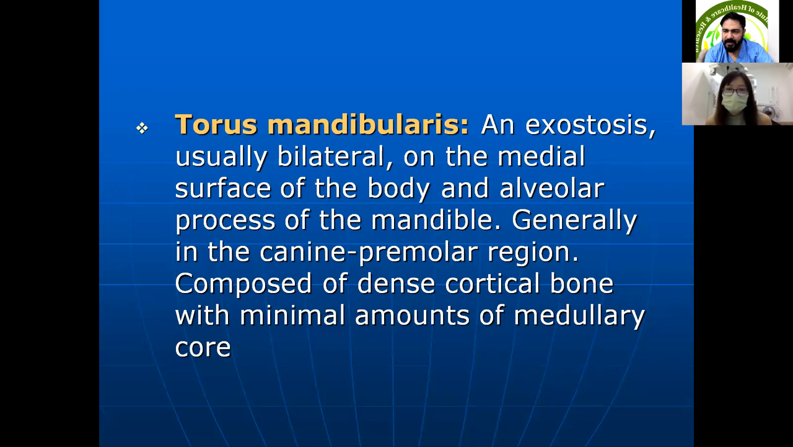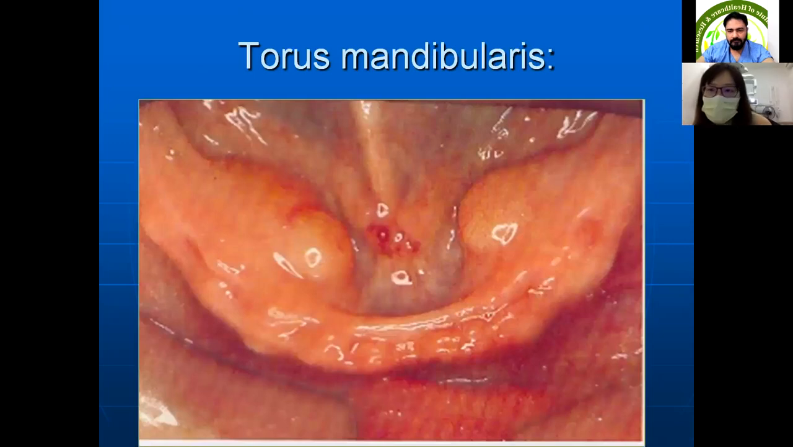Then torus mandibularis is an exostosis. Exostosis, extra ostosis, extra bony swelling, usually bilateral on the medial surface of the body and alveolar process of the mandible, generally in the canine premolar region, composed of dense cortical bone with minimal amounts of medullary core. Most common in the premolar region, mandibular torus.